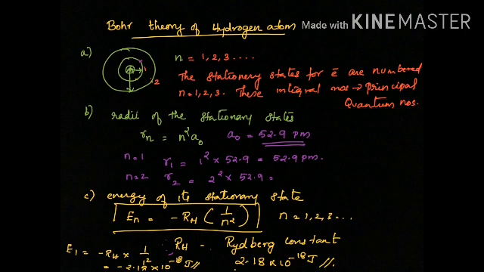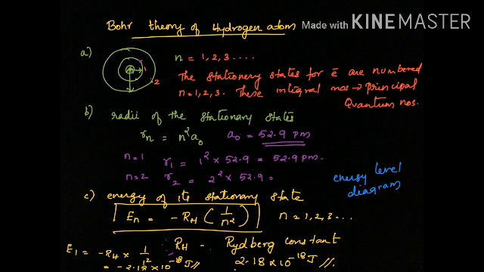Okay, so we can see that the energy of the stationary state is increasing. So the representation of the energies of different orbits, or the stationary states, we call it the energy level diagram. Energy level diagram is the representation of the energies of each stationary state.